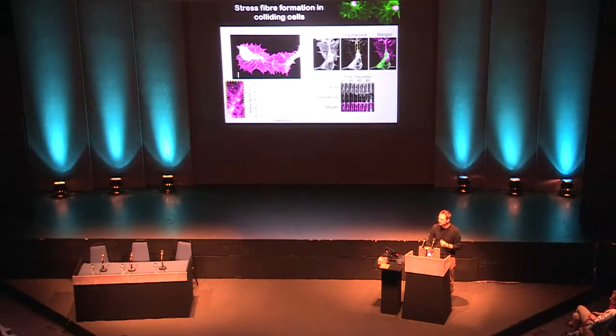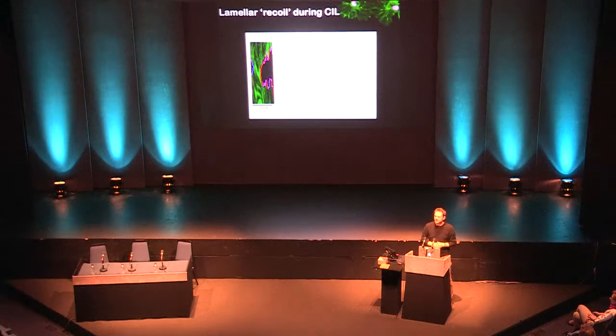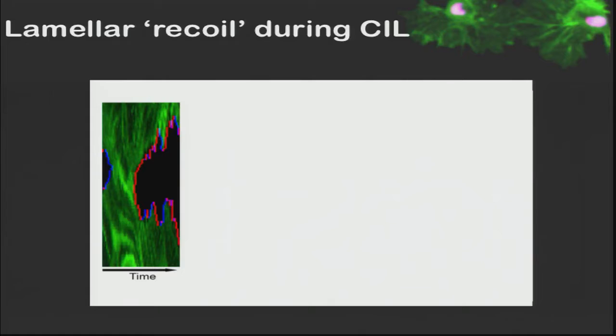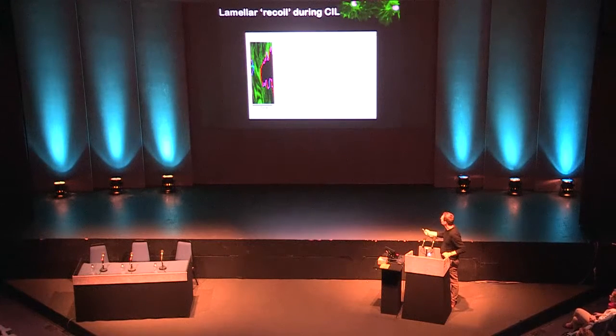Now, as stress fiber-like structures are known to be contractile, it started to make us think, well, are these two cells pulling on each other as they come into contact? Now, coincidental evidence that we had that kind of supported this hypothesis was when we looked at the lamellar dynamics of these two cells. So here we have a kymograph of two cells colliding. So this is one cell here, and this is another cell here. And we've pseudo-colored regions of extension in blue and regions of retraction in red.